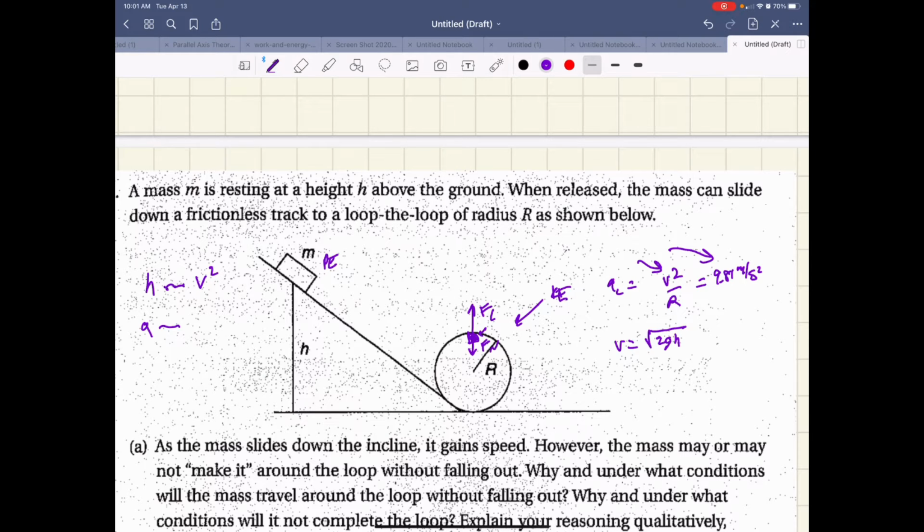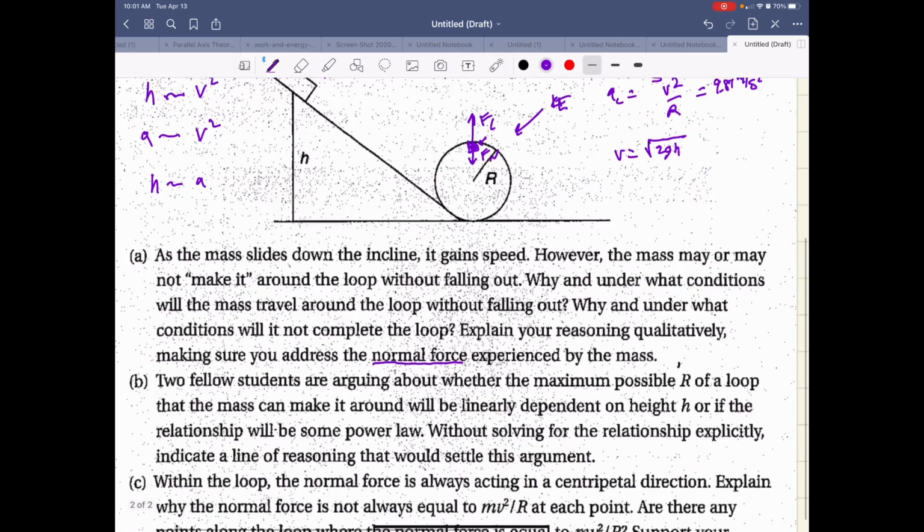However, the acceleration is also proportional to v squared, because it's v squared over r. So if h is proportional to v squared, and your acceleration, which you're eventually trying to figure out to get around a circle with radius r, is proportional to v squared, that has to mean that h has a linear relationship to a. There might be some type of constant in there, but h is going to be linearly dependent on a, and that's one way to just talk it through.